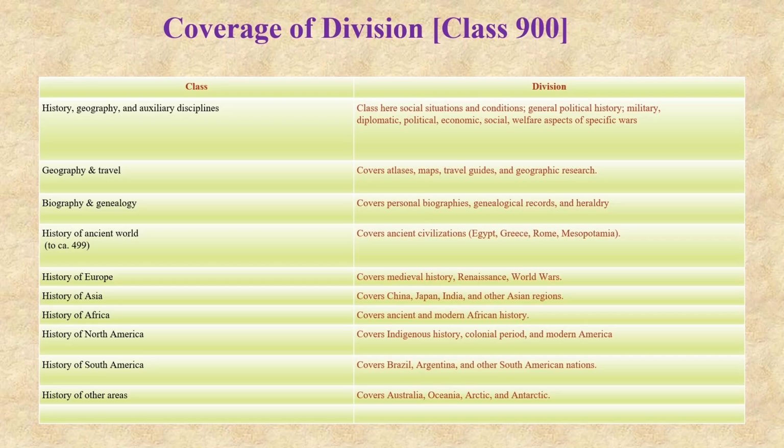So the classes from 950 to 990 we will discuss in the next class or next lesson. Details will be discussed in lesson 2 of the class 900.